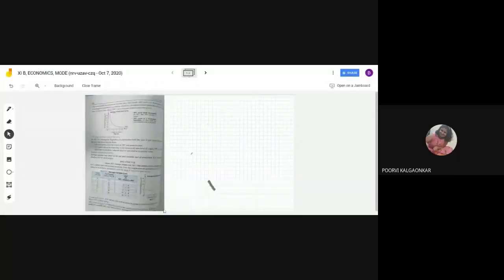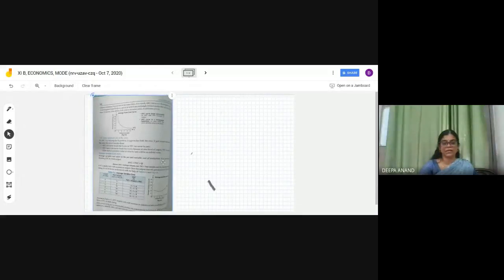Average variable cost. What is average variable cost? Total variable cost upon number of output. That is average variable cost. Total variable cost upon number of output, you will get average variable cost. Ma'am, can you repeat? Average variable cost is equal to total variable cost upon, yeah, you complete the sentence. Number of output or quantity, that is average variable cost.